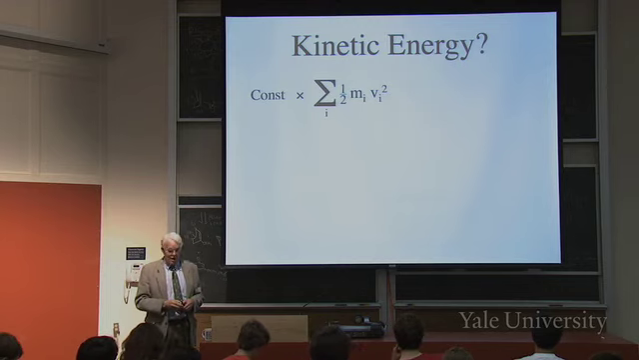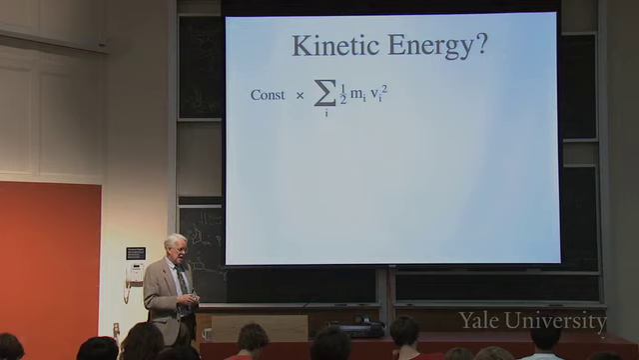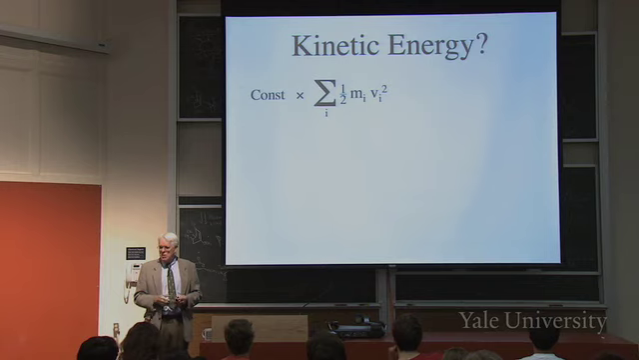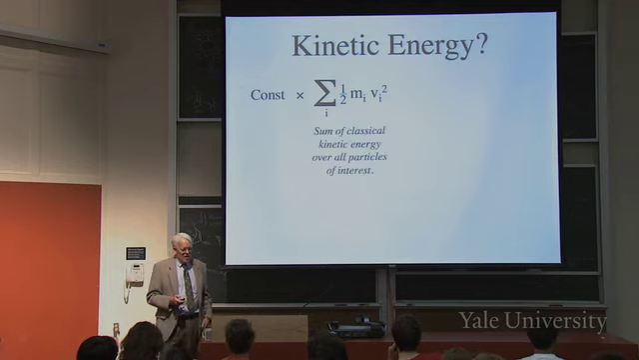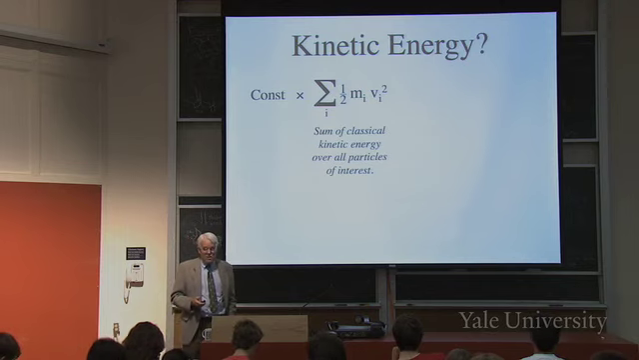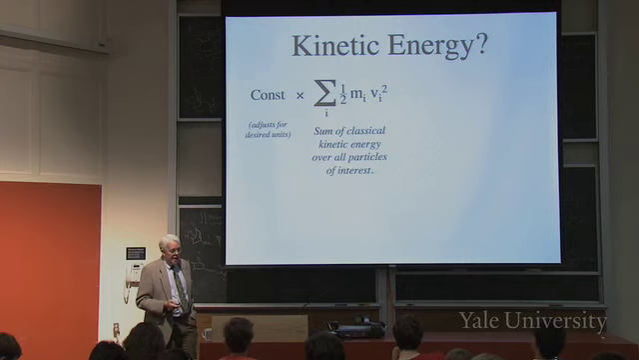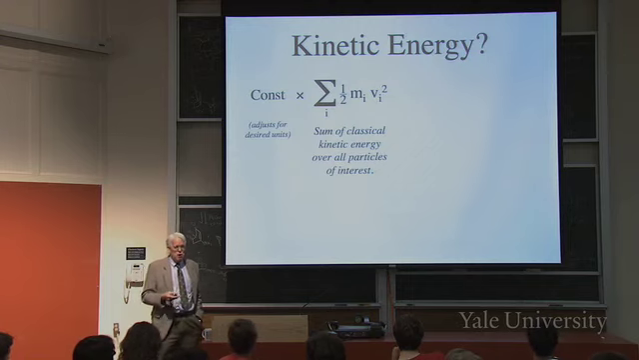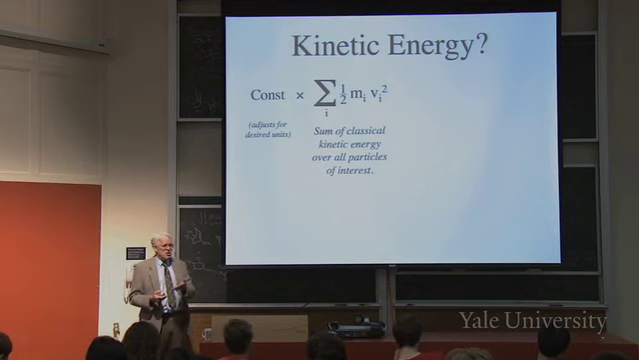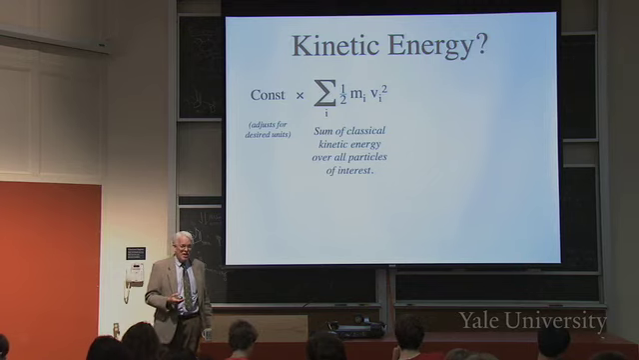No problem there, right? Now, what is the kinetic energy that you're summing up over each particle? It's 1/2 mv squared. Has everybody seen that before? Okay, so that's the sum of classical kinetic energy over all the particles of interest in the problem. And the constant is just some number you put in to get the right units for your energy, depending on whether you use feet per second or meters per year or whatever for the velocity.